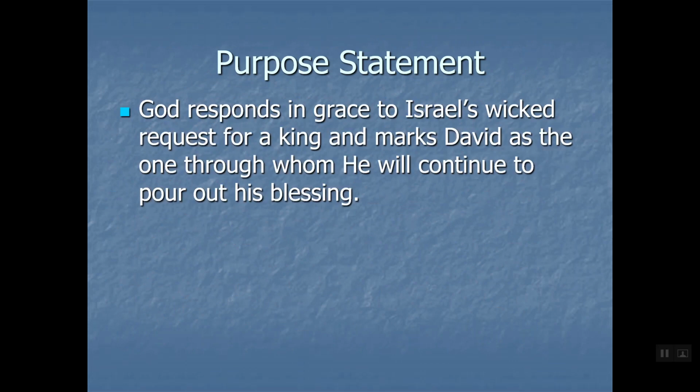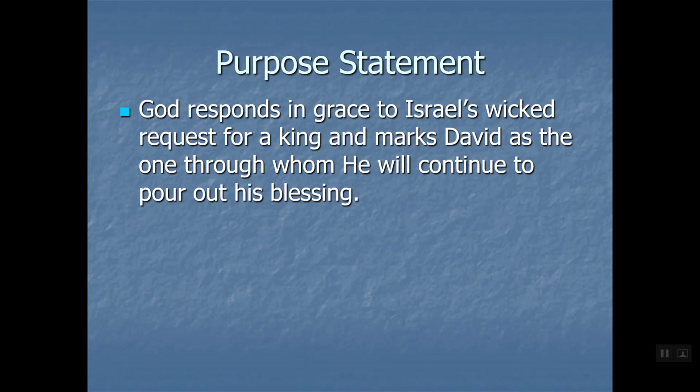So you have Israel doing wickedly and asking for a king. You have God exercising grace and saying, even though you did that, I'm going to provide you a king that's going to be righteous and good. And as long as he obeys, everything will be fine. And then you have David chosen as that king and anointed.